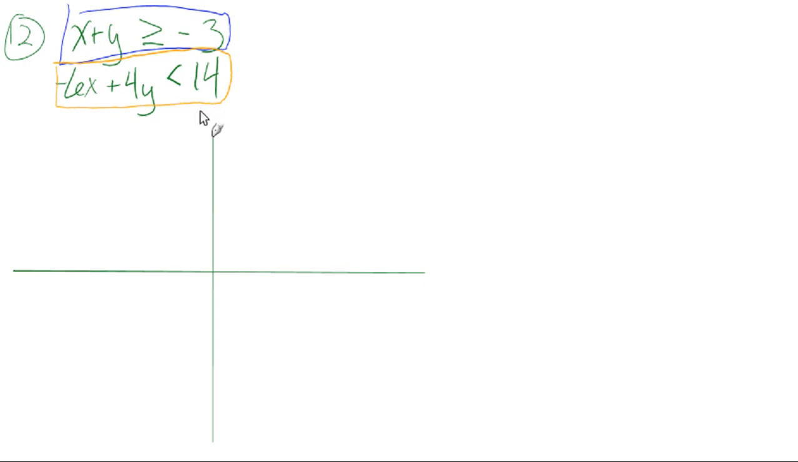Well, first it would be helpful if we rewrote them in slope-intercept form. So we're going to subtract x on both sides, and we'll get y is less than or equal to negative x minus 3. For this other one, we'll have a couple of steps here. We're going to add 6x to both sides. We get 4y is less than 6x plus 14. And divide by 4. So y is less than 3 halves x plus 7 halves. Kind of a weird thing, just make sure that that's written out correctly.